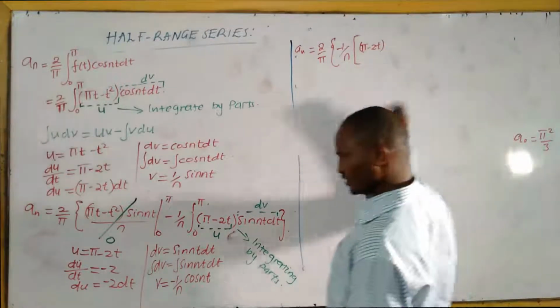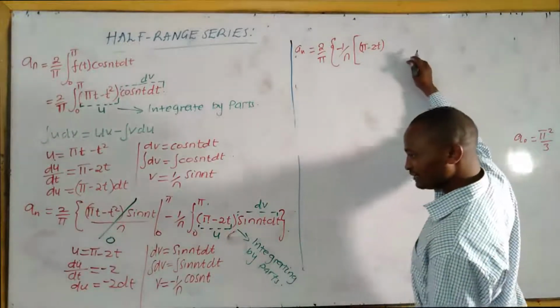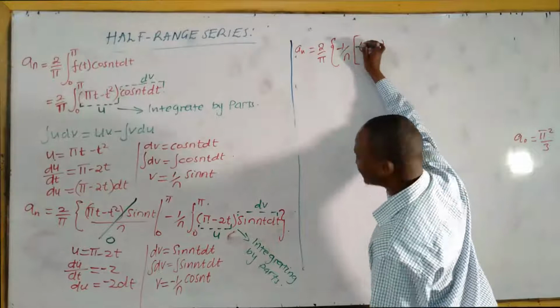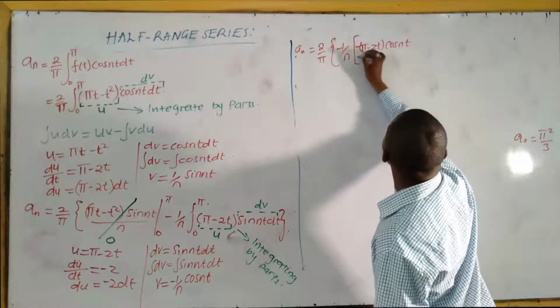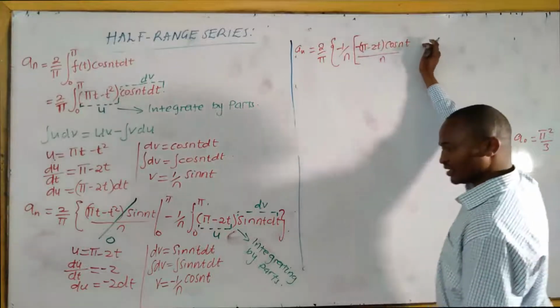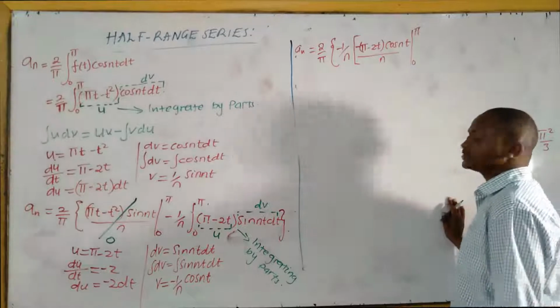Not pi minus 2t. Yeah, u is pi minus 2t. V is negative cos nt over n. You need to apply the limit because you are done with integration.